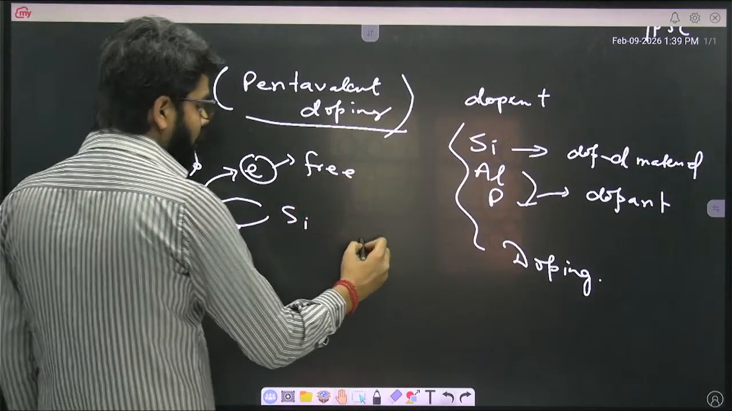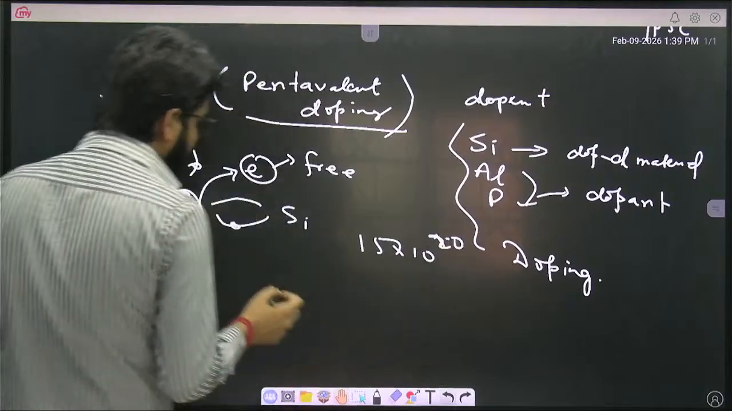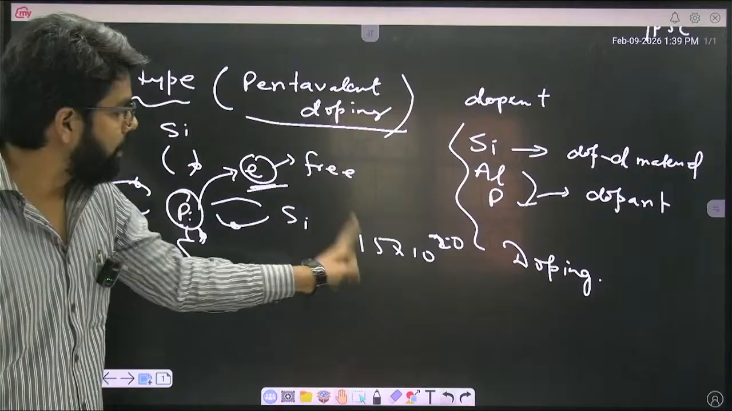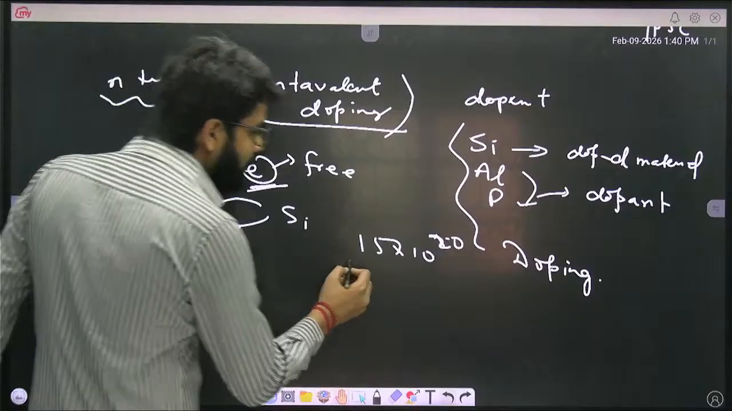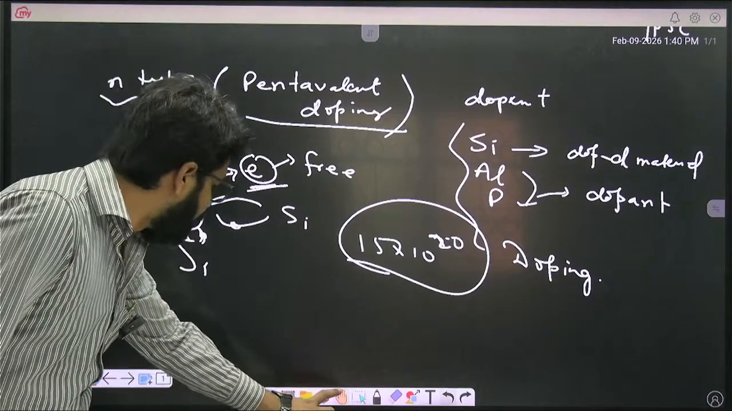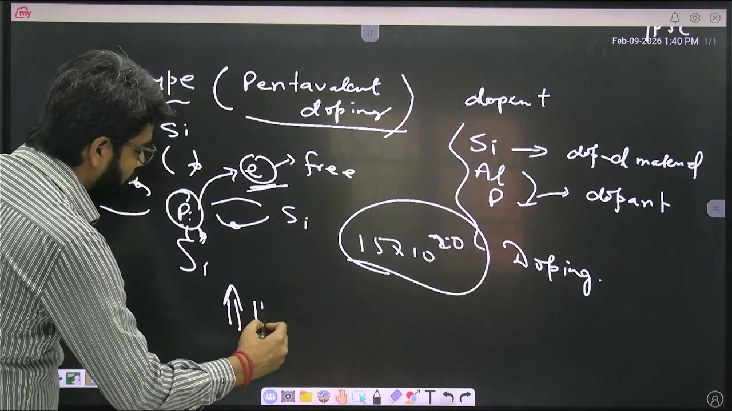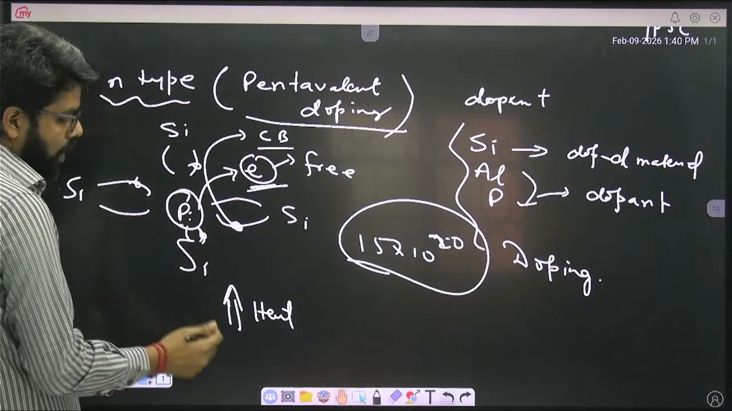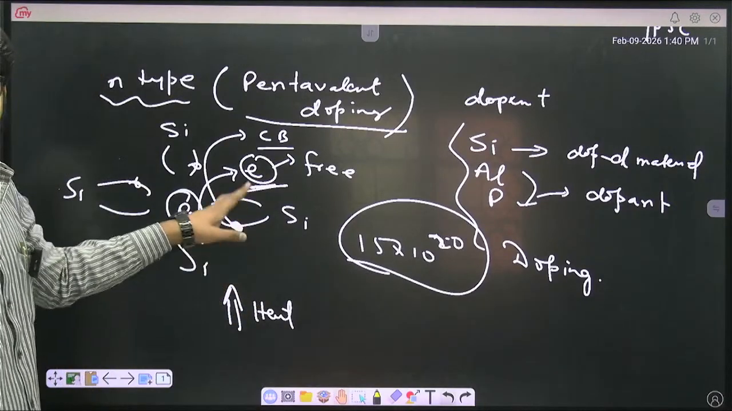And suppose we dope with 15 into 10 to the power 20 atoms. For 1 atom we get 1 free electron. So for 15 into 10 to the power 20 atoms, we would get this amount of free electrons. When we give heat to it, more electrons will break from the covalent bond and go to the conduction band. On heating, more electrons will break the covalent bond and go to the conduction band.